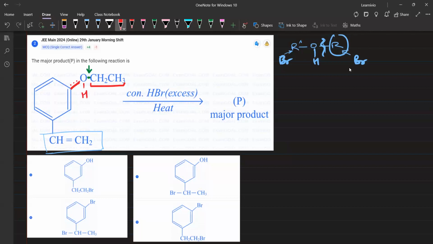Now, if I look at the alkene here, Markovnikov's rule is present. According to Markovnikov's rule, this CH, which has the lower number of hydrogens, will get the Br, and that is why option C is going to be correct. Okay, so please write this down. The carbon which has the lower number of hydrogens is going to get the negative part of the reagent.